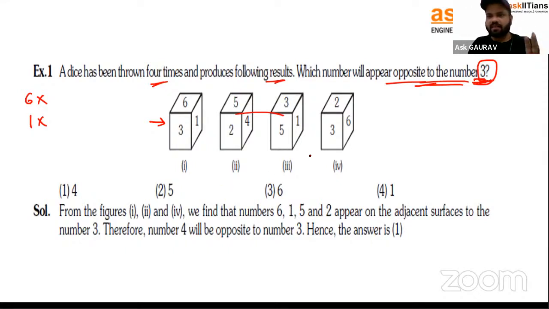If I just see the first option, I can say that the number which is opposite to 3 is neither your 6 nor your 1, because these are the adjacent sides and I need the opposite. Is that clear, guys?